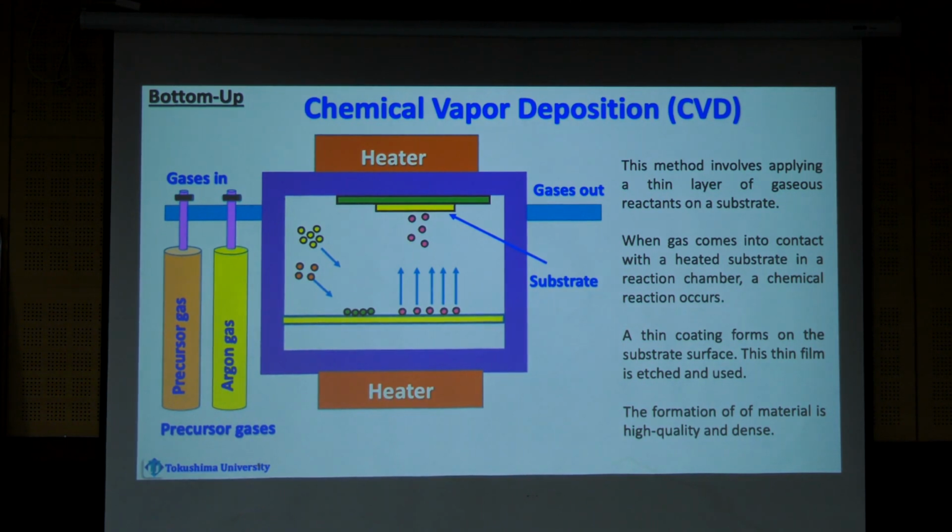In this case, you take two gases. One gas is the precursor, another is a non-reactive gas like argon gas. Sometimes you can use reactive gases also. Here there is a heater, and this is gas in and gas out, in the vacuum. So this CVD technique uses gases. It is bottom up. I told you that in bottom up, the reaction starts at atomic scale.